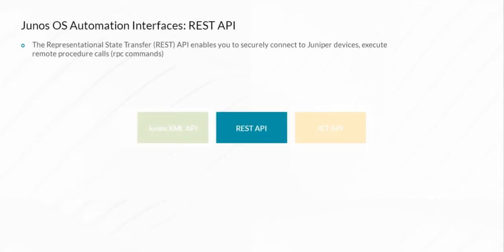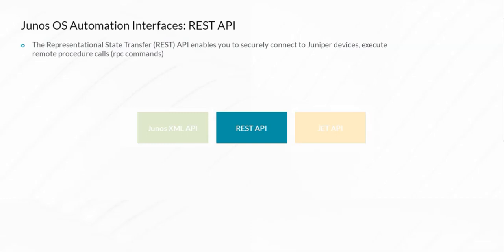The Representational State Transfer, or REST API, can be configured on Junos OS devices using commands available under the edit system services rest hierarchy level. Once configured, the REST API becomes available as the REST service, a REST-based interface that enables you to submit RPC commands to the device from a remote location and supports GET and POST requests.